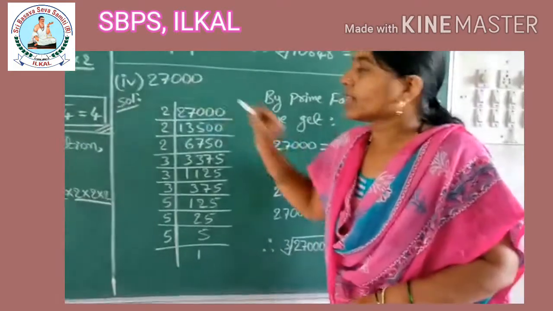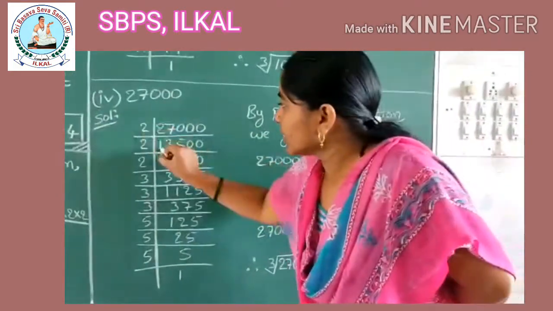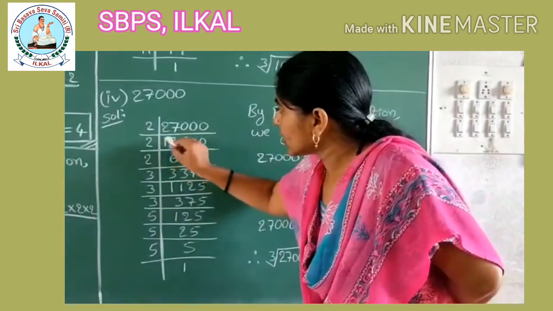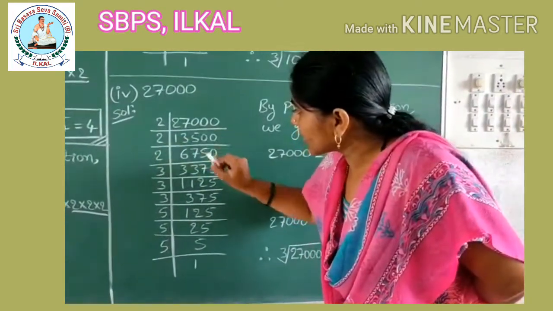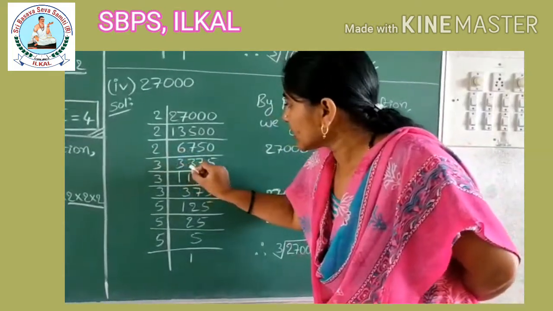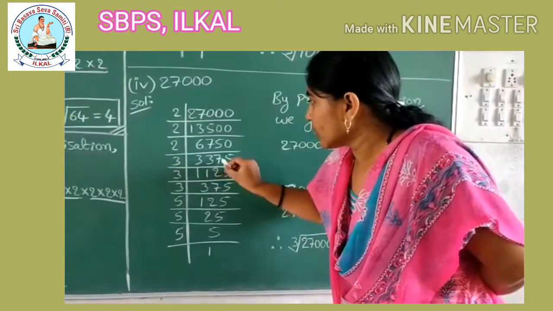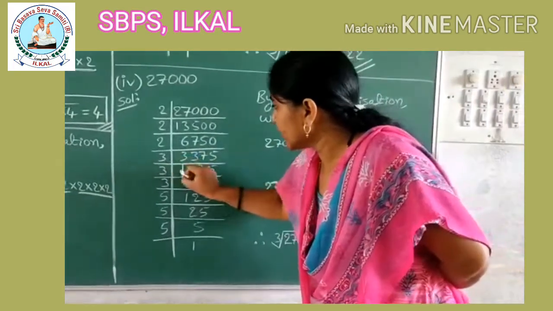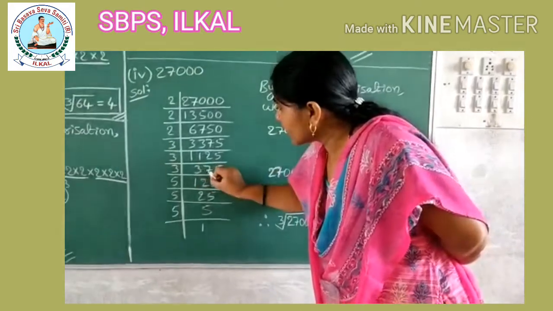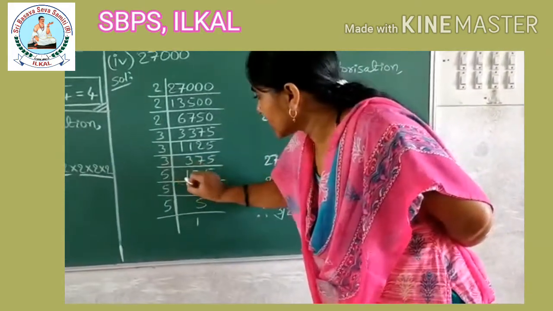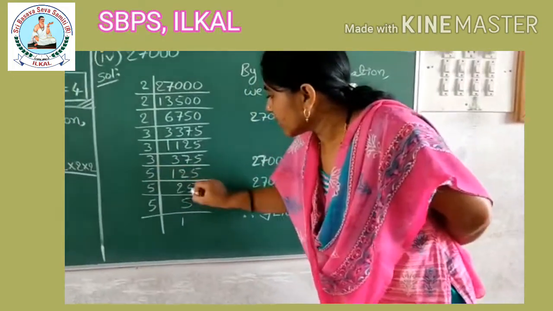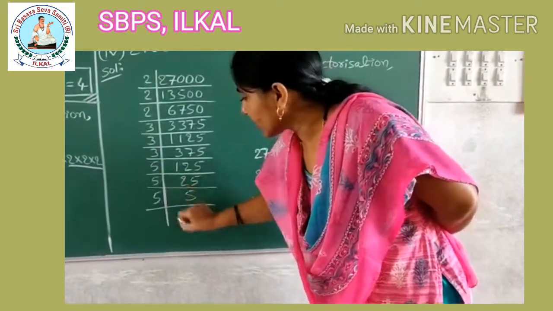Next one, 27,000. Dividing by 2, 0 0 as it is. Then dividing by 3, then 5, 5 2s are 10, 5 5s are 25, 5 5s are 25, 5 1s are 5.